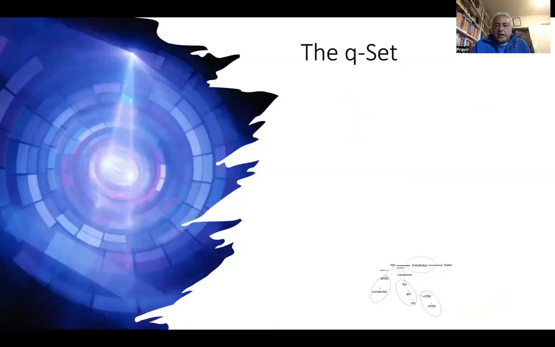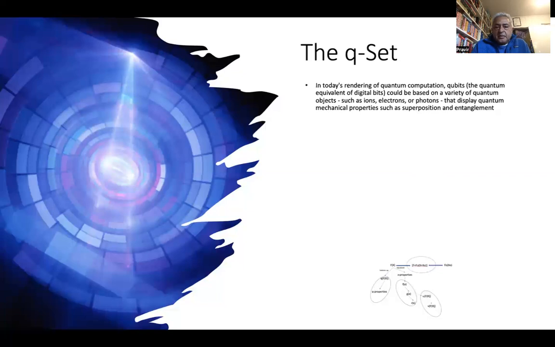So let's think about this Q set in a little more detail. In today's rendering of quantum computation, qubits can be based on a variety of quantum objects: ions, electrons, photons, and so on. And as I said, they display quantum mechanical properties such as superposition and entanglement.